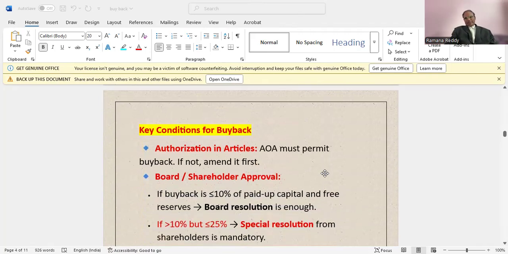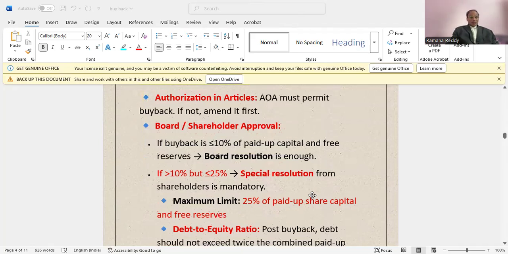Now the key conditions for buyback. So what are the conditions? First, authorization in articles. The AOA must permit buyback. If not, amend it first. Then board meeting or shareholder approval. If buyback is up to 10% of paid up capital and free reserves, then a board resolution is enough. If it is above 10% and up to 25%, then a special resolution is required. Special resolution from the shareholders.